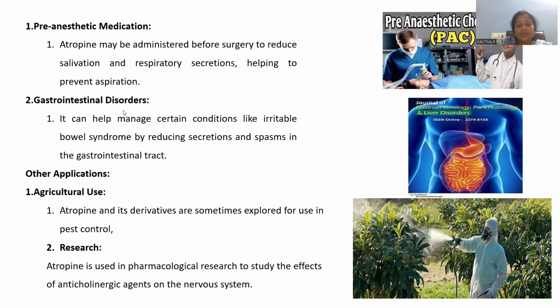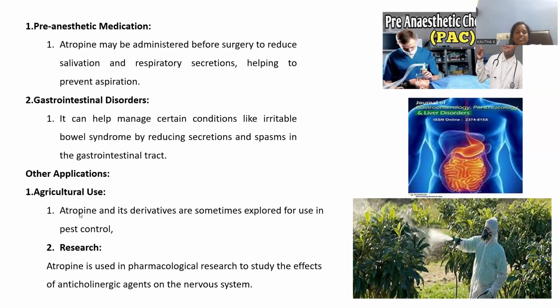Gastrointestinal disorders. If any people are suffering with digestive system or intestinal tract related disorders, that is also cured by means of this atropine. It can help to manage certain conditions like irritable bowel syndrome. It is a kind of disorder present in the gastrointestinal tract, and by reducing the secretions and the spasms in the gastrointestinal tract, atropine is consumed for the effective cure of gastrointestinal disorders.